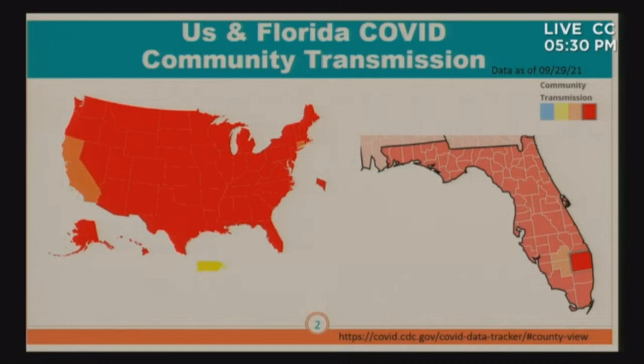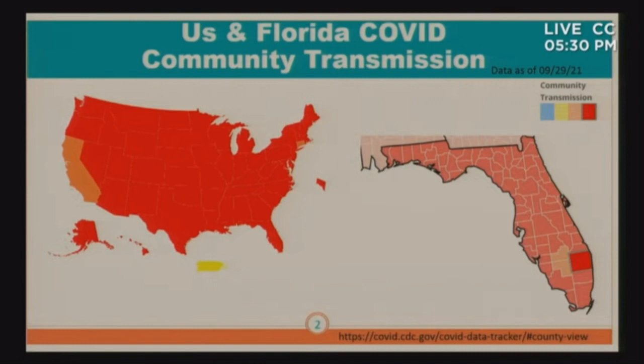Right now in the United States, it's all in red except for California and a tiny little bit of orange in Connecticut. And Puerto Rico is the only territory that we have that is in moderate at this time. Back in June, we were in moderate. We were the first metro county to go to moderate back in June. So that's where we are.